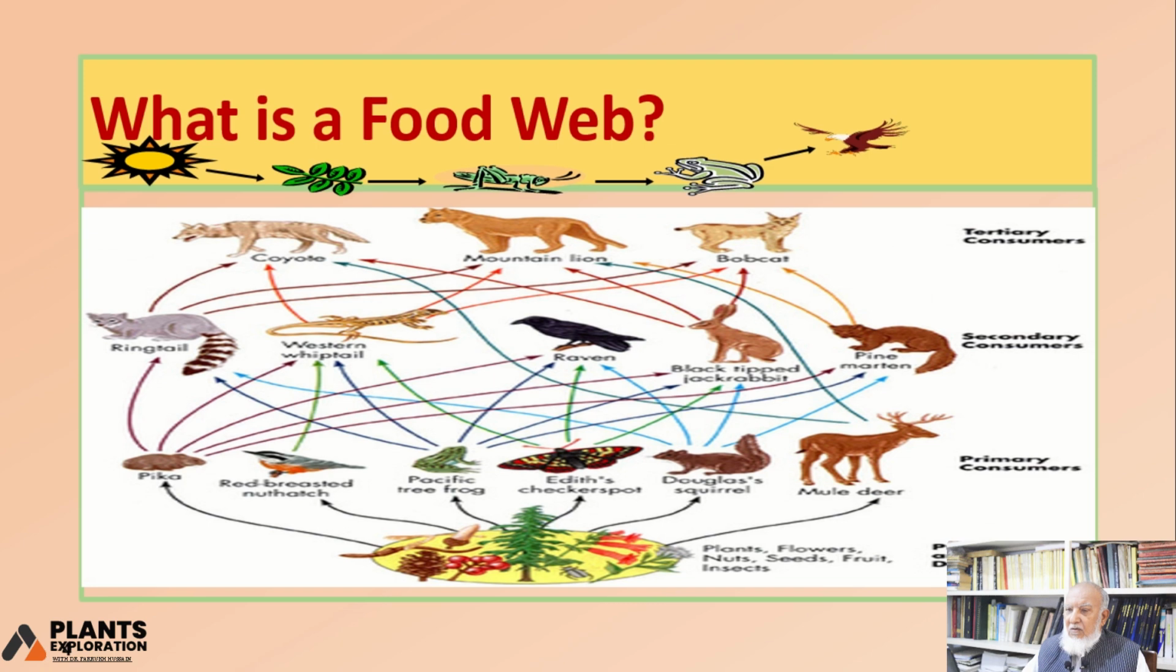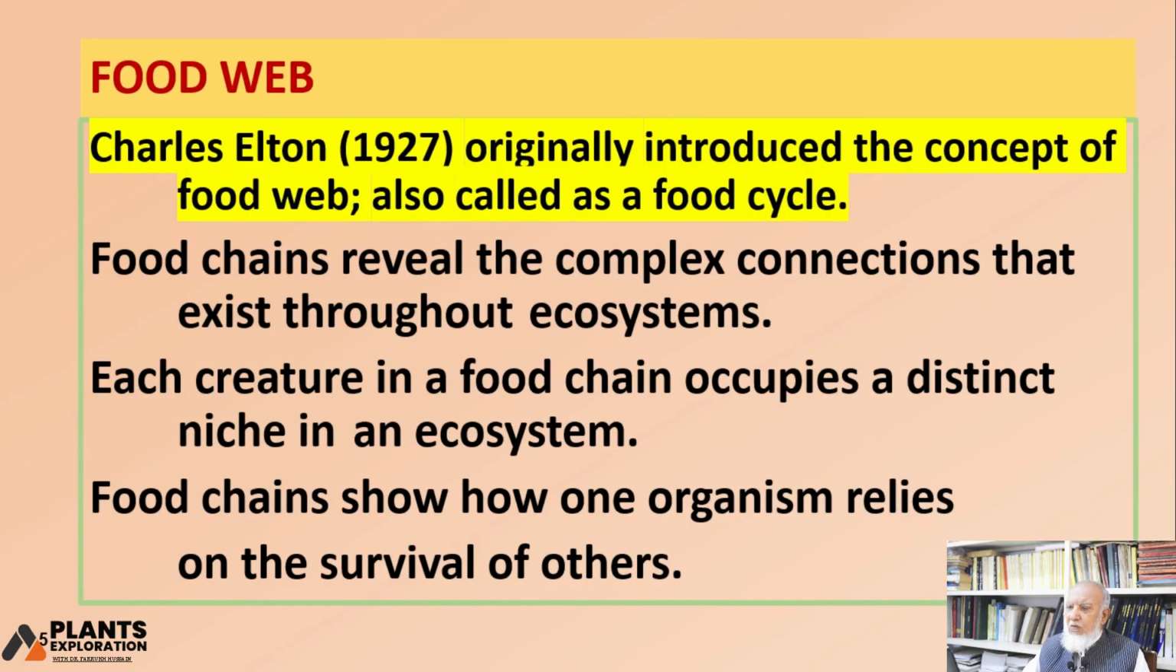Charles Elton was the person who introduced the concept of food web. He also called it a food cycle. Food chains reveal the complex connections that exist throughout ecosystems. Each creature in a food chain occupies a distinct niche in the ecosystem.